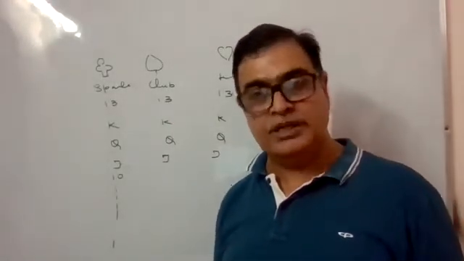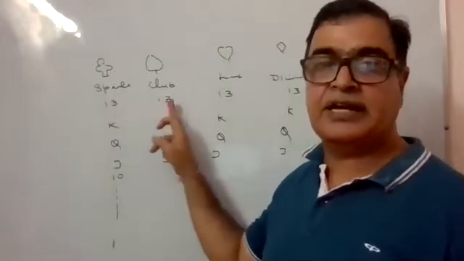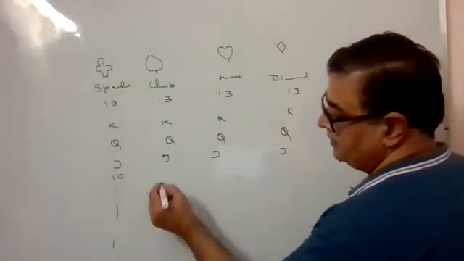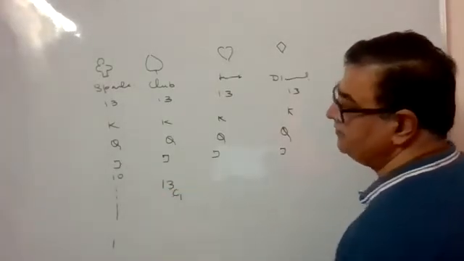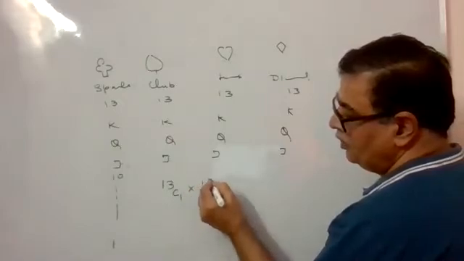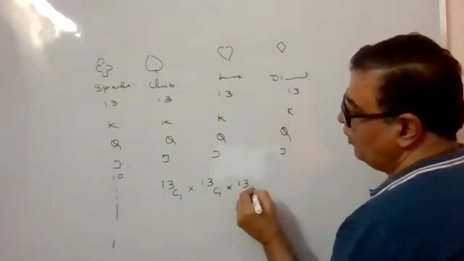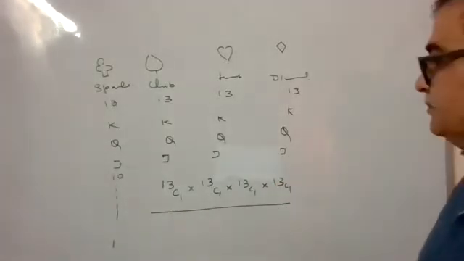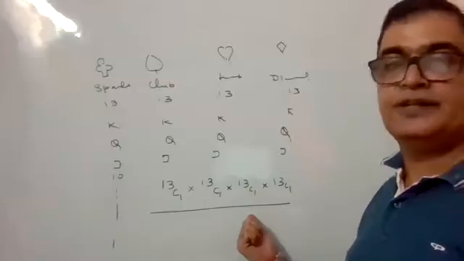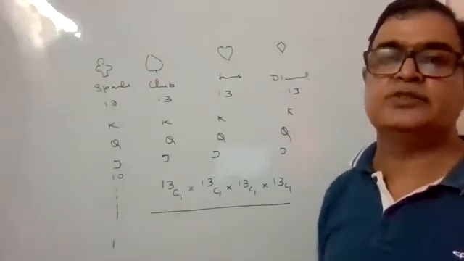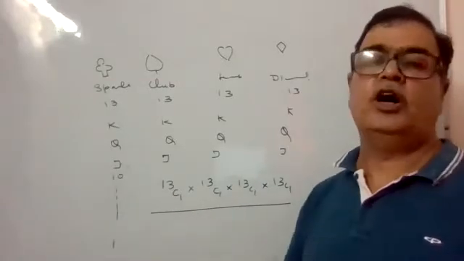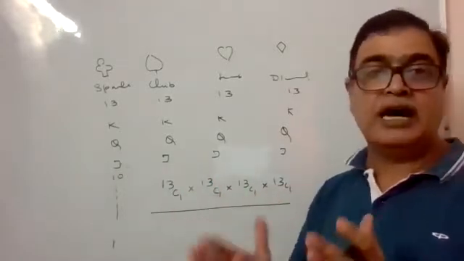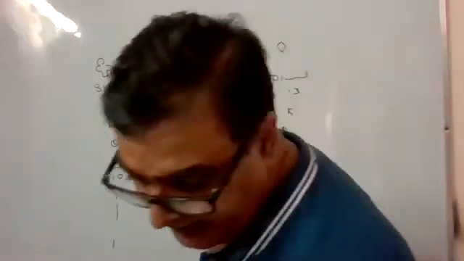One card from each suit, meaning you have to take one from spade, one from club, one from diamond, one from heart. So how many ways can you do it? 13C1, 1 spade into 1 club into 1 heart and 1 diamond. So 13C1 into 13C1 into 13C1 into 13C1, this will be the total cases we have, or I'll say 13 power 4, or 13C1 power 4 will be the cases in which we will be having 1 card from each suit. Next one please.